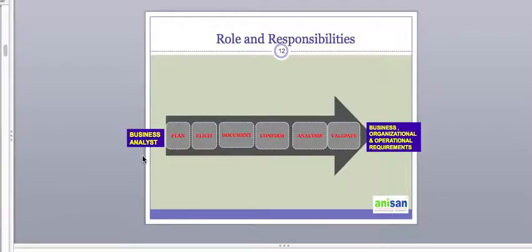The business analyst will plan for the business analysis, planning and monitoring. He will elicit the requirement, document the requirement, confirm the requirement, analyze them and validate the requirement. The business, organization and operational requirements, that becomes, right, your functional requirement document.